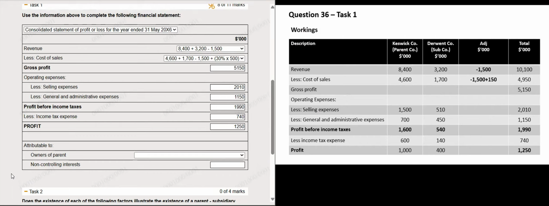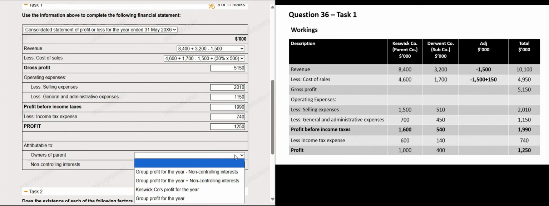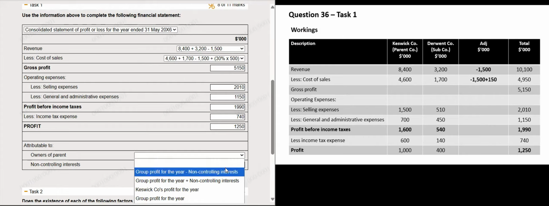what amount of profit is attributable to the owners of the parent and what goes to the non-controlling interest. So what owners of the group are being able to pocket by the end of the day is the amount of group's profit for the year after deducting what belongs to the non-controlling interest. So option 1 is the right option. All other options are incorrect.